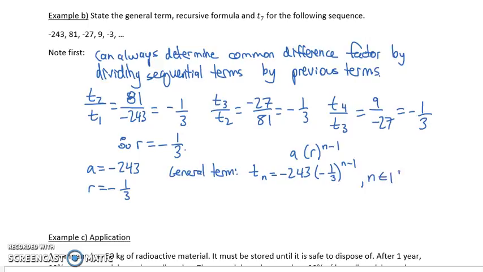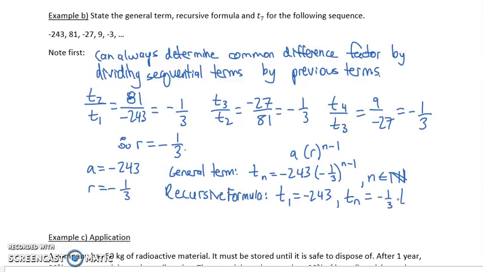Now n has to be the set of natural numbers here. There's my funny looking n. The recursive formula would be T1 equals negative 243. And then if you recall, it's Tn equals r times Tn minus 1. And the r value here is negative a third. So it's negative a third times Tn minus 1, where n is a set of all natural numbers such that n has to be greater than 1.